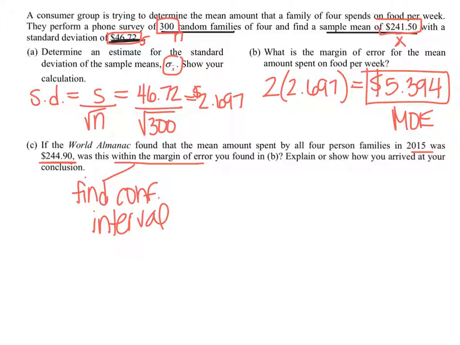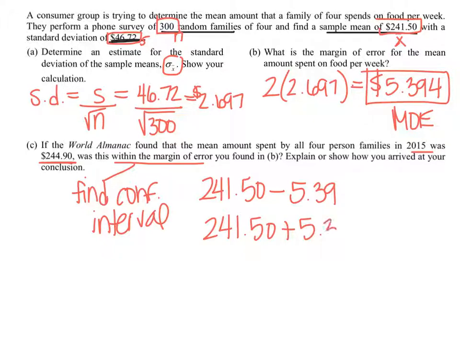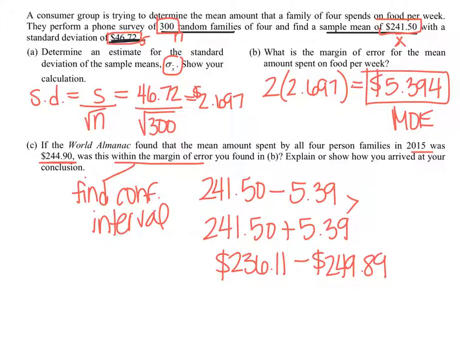So I'm going to go ahead and again, I'm taking the sample statistic, which in this case is my sample mean of 241.50 that they told me at the beginning, and I'm taking away my margin of error. I'm going to go ahead now and use 2 decimals here because it's money and that makes more sense. And then I'm going to add that number. And this will give me my range of values for the mean amount spent on families. Okay, and so when I did that, I got 236.11 up to $246.89.